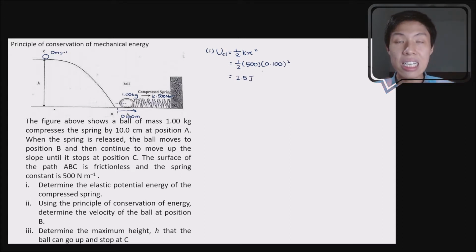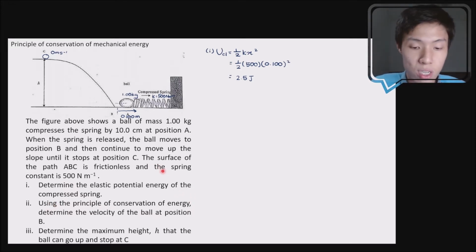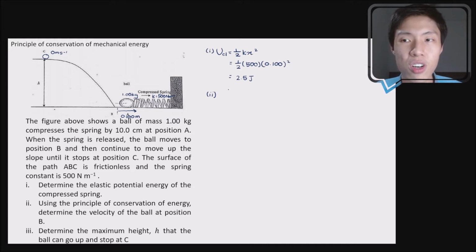So this is the elastic potential energy possessed by this spring due to it being compressed by 0.100 meter. Okay, so next, using the principle of conservation of energy, determine the velocity of the ball at position B. So they already explicitly say you are going to use the principle of conservation of energy. So, well, let's just use it. To be more specific in this case, it is the principle of conservation of mechanical energy. Why do we know the mechanical energy is conserved?